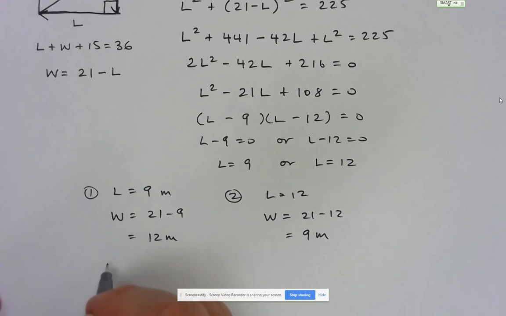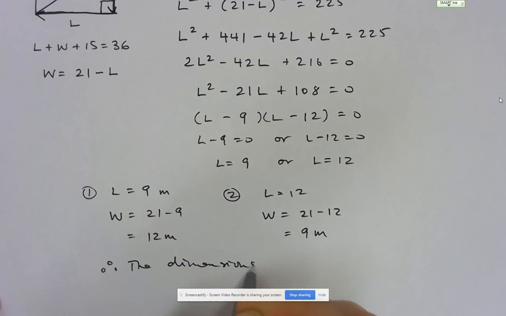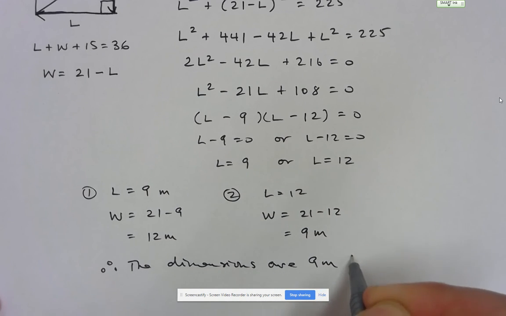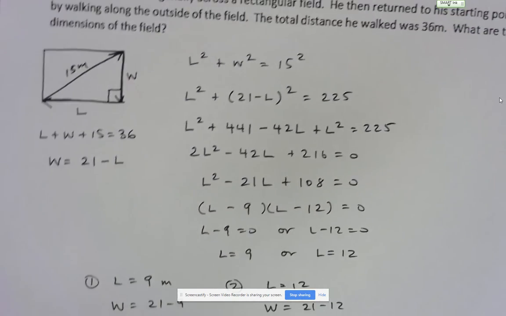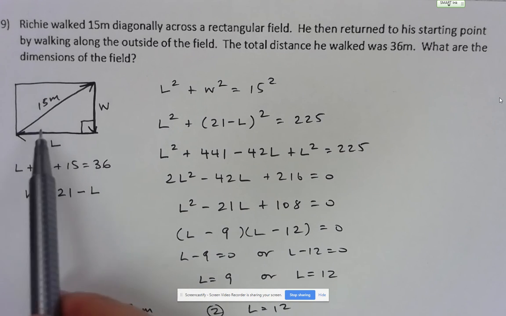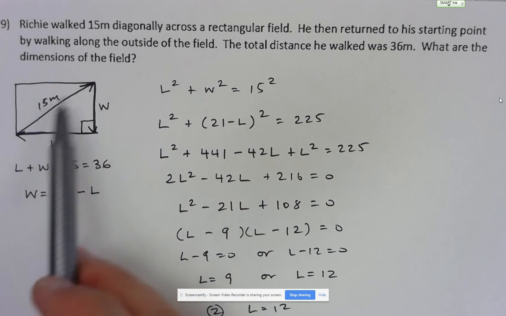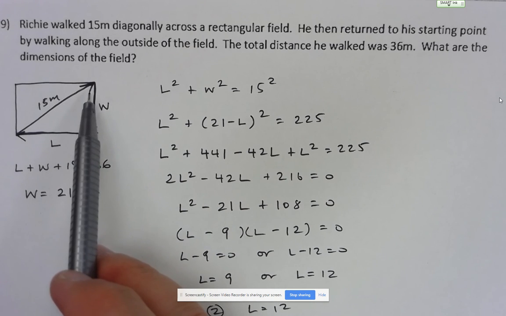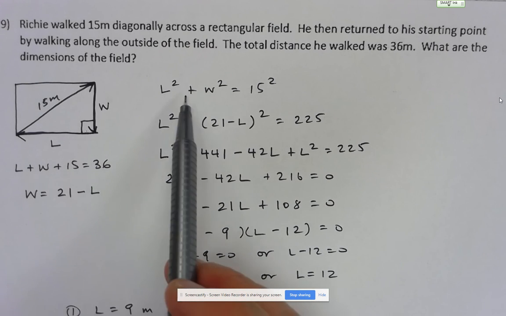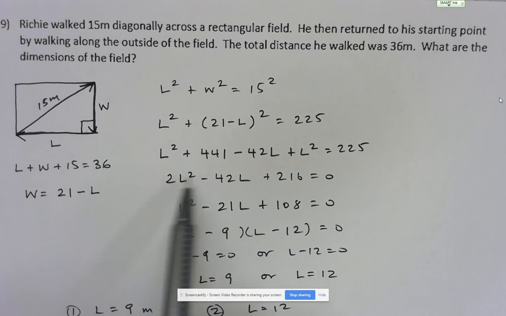So I'm going to finish off by saying the dimensions are 9 meters by 12 meters. Okay, so there's my answer. And just to do a quick recap here, it's really the diagram that helped me to figure out this problem, because I could see that I was given the perimeter that was walked. So that was one equation. And then I noticed that the shape that was walked was a right angle triangle, hence I could use Pythagoras. And then from there, I was able to do a substitution to get a quadratic equation. Okay, that's it for this one.